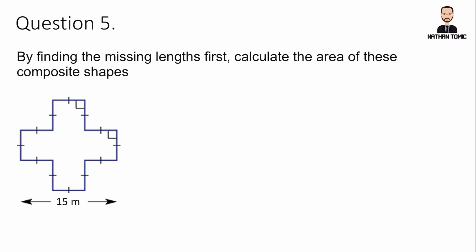Now question 5 says, by finding the missing lengths first, calculate the area of these composite shapes. So we have this cross-looking thing, which obviously has all sorts of sides being the same because there are lots of those little dashes indicating that all of those edges are the same, and they've also indicated some right angles for us. So what we have is one measurement given of 15 meters. That's right across. So this side here plus this side here plus this side here, if they were all drawn together, would have to be equal to 15.